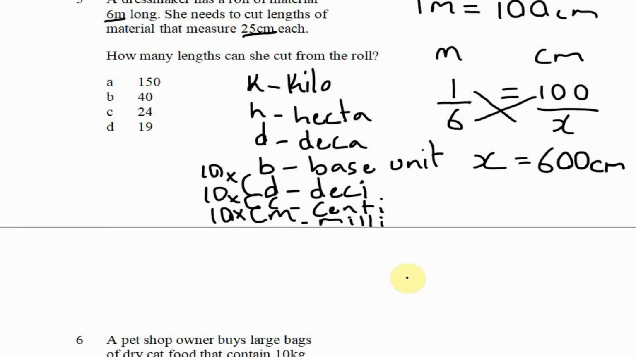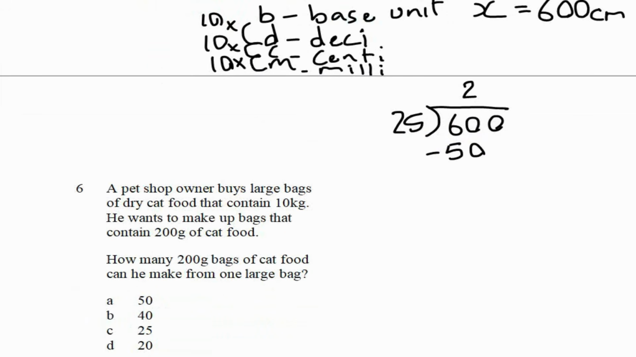All right, so 25 into 600. Now 25 into 60 goes 2 times. 2 times 25 will give us 50 right there. Now 50 from 60 will leave us with 10. Carry down the 0 here. 25 into 100 goes what? Goes 4 times. 4 times 25 will give us 100. 100 from 100 is pretty much 0. All right, so we're finished here.